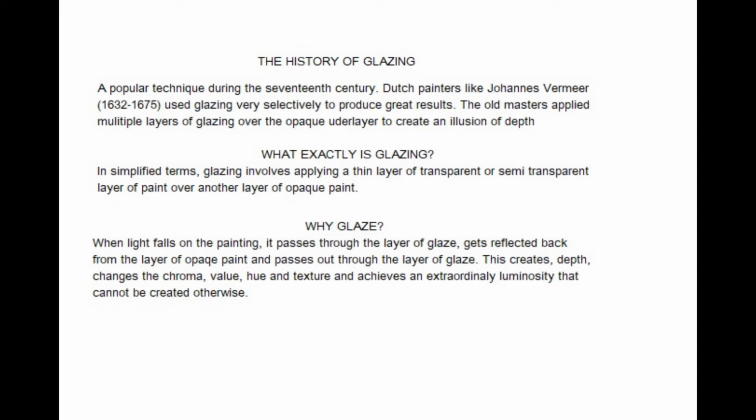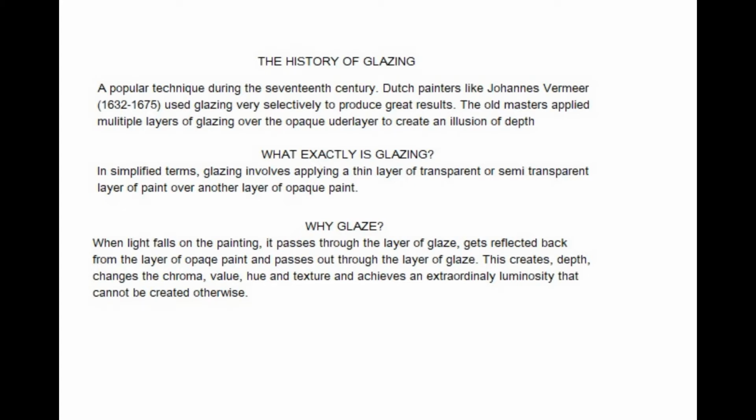So what exactly is glazing? In simplified terms, to keep it short, glazing involves applying a thin layer of transparent or semi-transparent paint over another layer of opaque paint. So basically, you take a canvas, you create your painting, you wait for it to dry completely, and then you apply a thin layer of transparent or semi-transparent paint. That's what this is. But why should you glaze a painting?